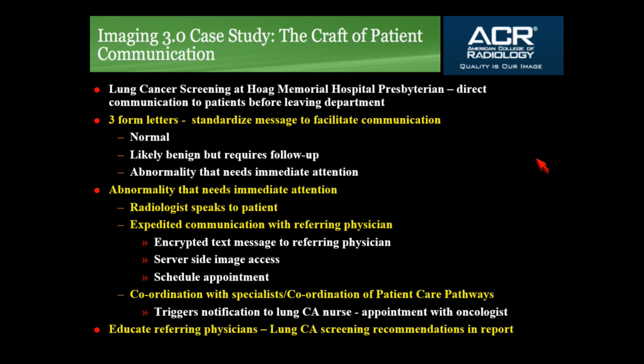We have to have coordinated care systems, and here's an example that's been very successful that I'd like to share with you. This is lung cancer screening at Hoag Memorial Hospital Presbyterian, where the radiologists directly communicate the findings to the patients before leaving the department. They have 3 form letters, and they did this to standardize the message to facilitate communication. There's the study's normal. The second letter is there's a likely benign finding, but it requires follow-up. And the third one is that there's an abnormality. Basically, these are the 2% of patients with lung cancer. There's an abnormality that needs immediate attention.